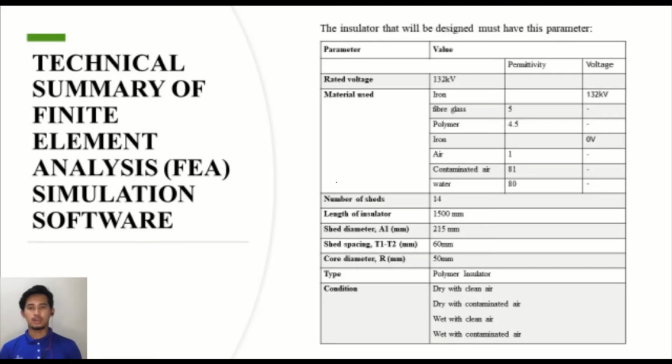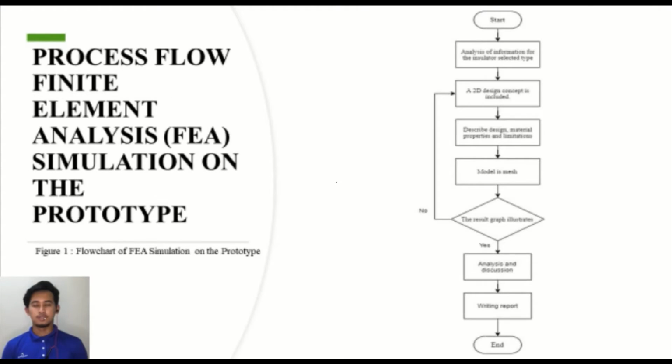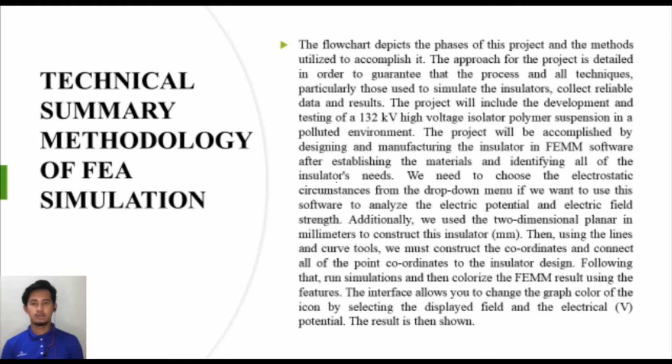It is necessary to have at least 2 kinds of material in order for polymer insulators to function properly. First is providing electrical characteristics, and the other one is responsible for providing mechanical characteristics. For this part, figure 1 shows the flowchart of FEA simulation on the prototype. The flowchart depicts the phases of this project and the method utilized to accomplish it.